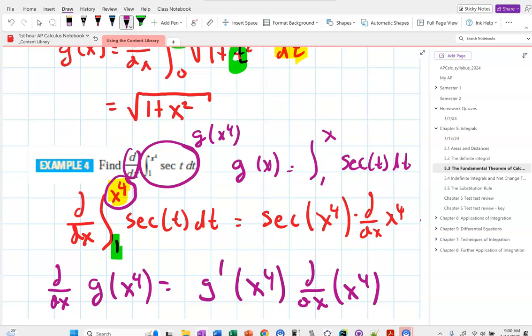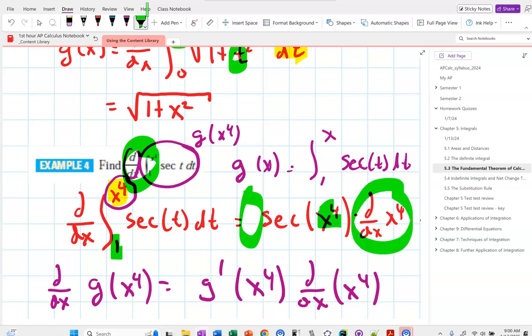Wait, so does anything like the low part cancel out? So the integral still cancels out with the derivative, right? All that stuff is gone now. And I've replaced the t with the x to the fourth, just like we had before. But I also have the chain rule piece, where I have the times the derivative of the inside. You see what I'm trying to do now?